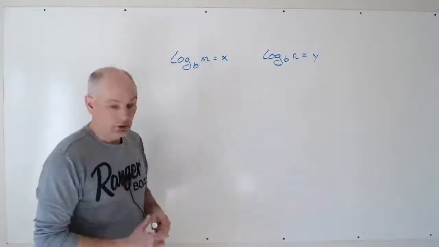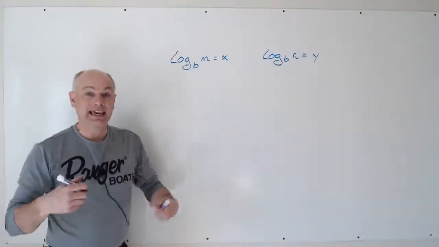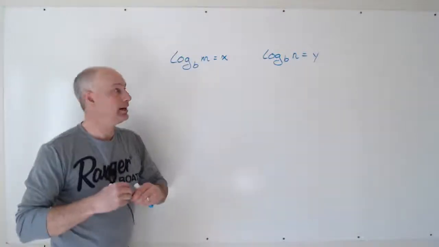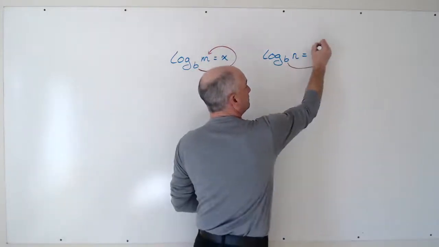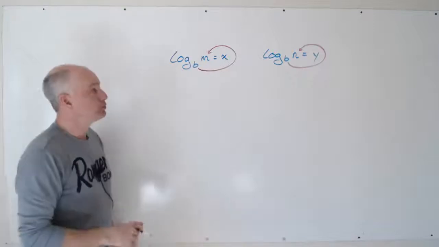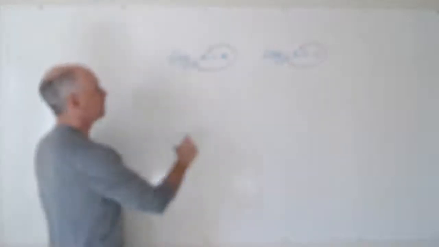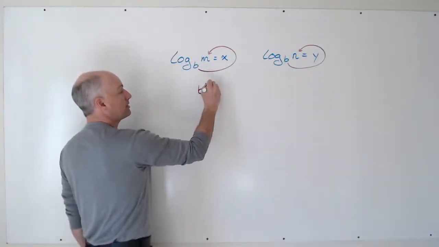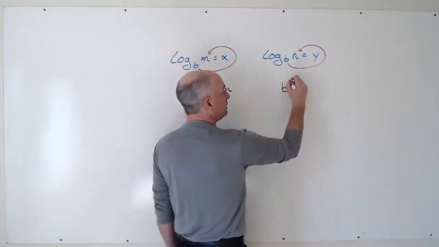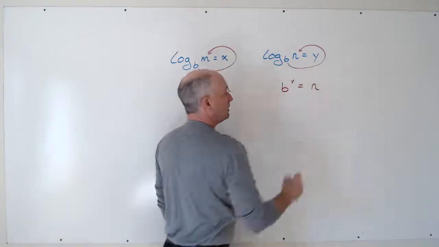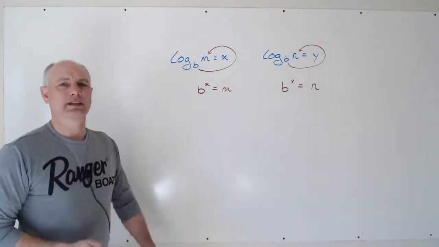So you'll notice that since these are in logarithmic form, I can convert them to their equivalent exponential form. So let's convert both of them. If I convert them to exponential form, again following that counterclockwise visual that we've been working with before, we can say that b to the x is equal to m. And likewise, we can say b to the y is equal to n.